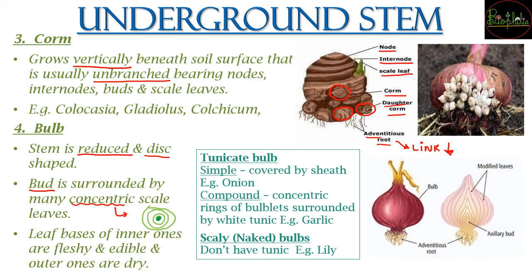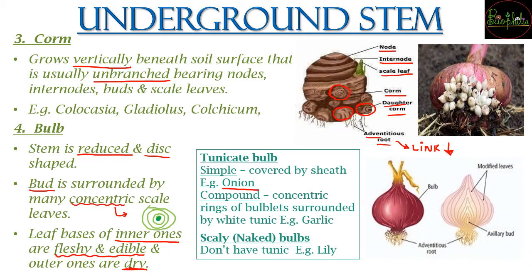So now these scale leaves are going to be present and the inner ones यानी जो अंदर के जो छोटे radii वाले होंगे, these are going to be fleshy and edible, whereas the outer layer ones are going to be dry. So these leaves can actually be eaten, and one of the classic examples of bulb that you can very well feel and observe is going to be an onion.